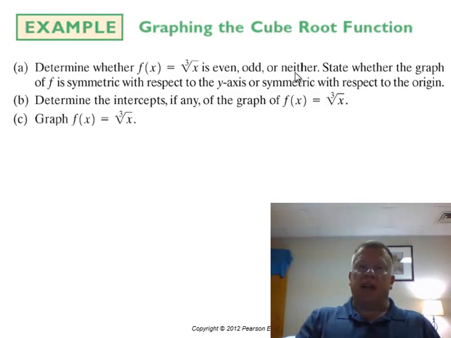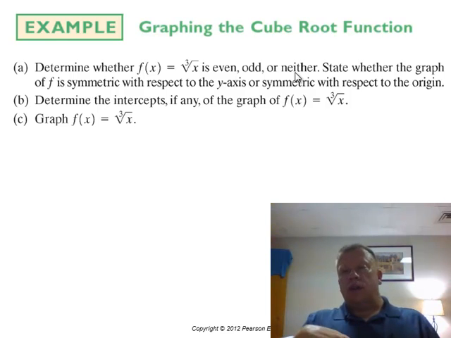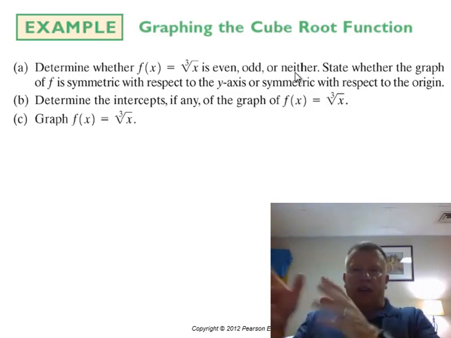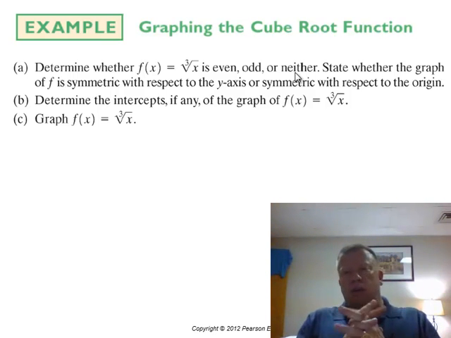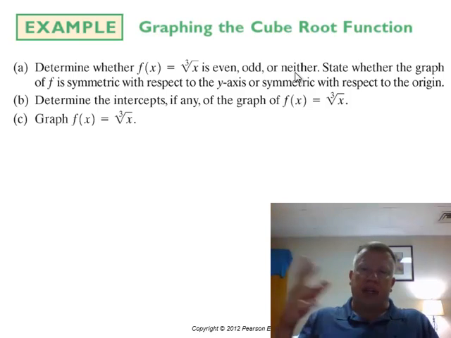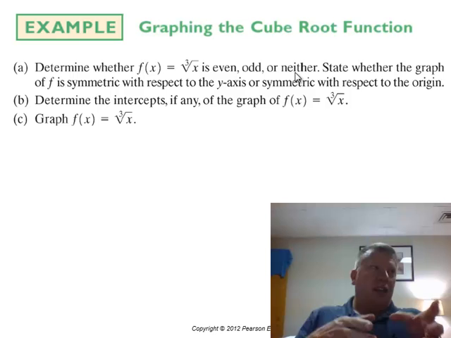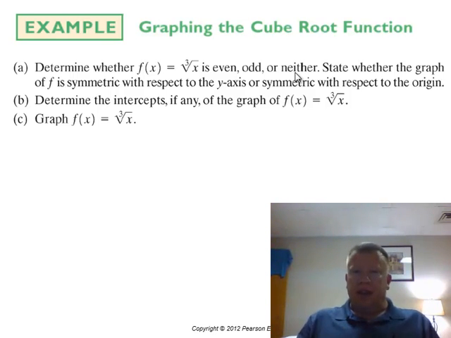Replace x by -x, and what do you get? What is the cube root of -x? Well, the cube root of -x is the cube root of -1 times x. And we know that the cube root of -1 is -1, so you'll get the negative of the cube root of x. So you'll see that f of -x is the same as negative of f of x. So that means that it's going to be odd.